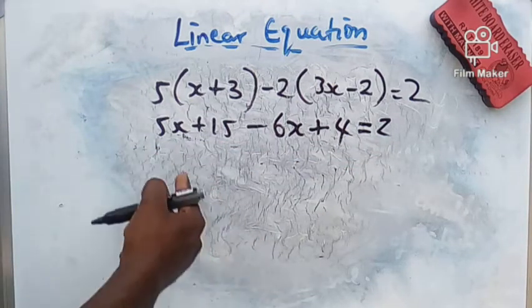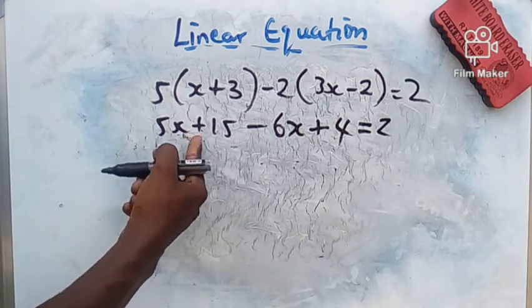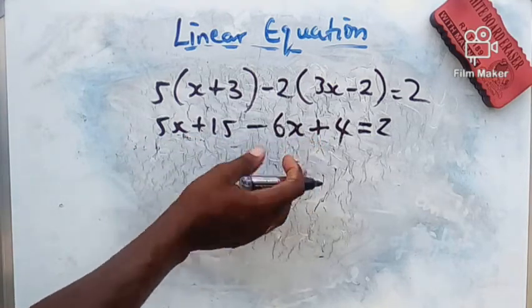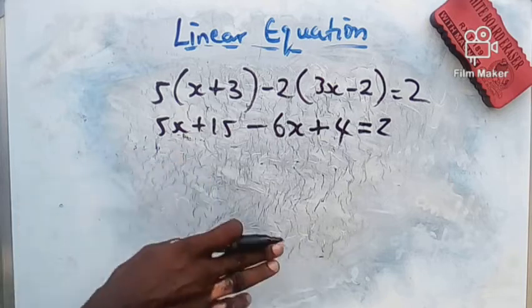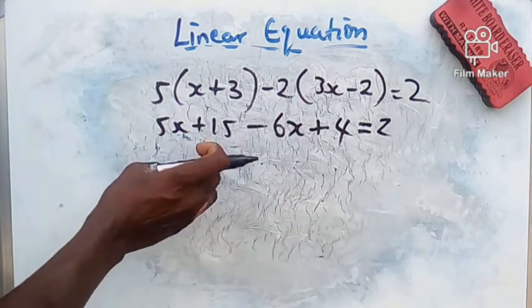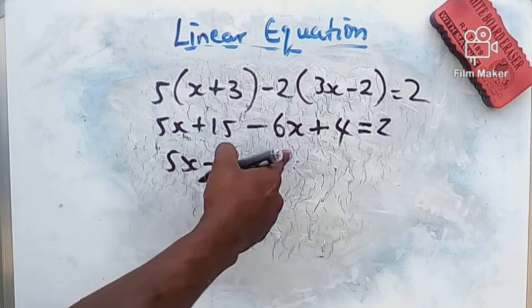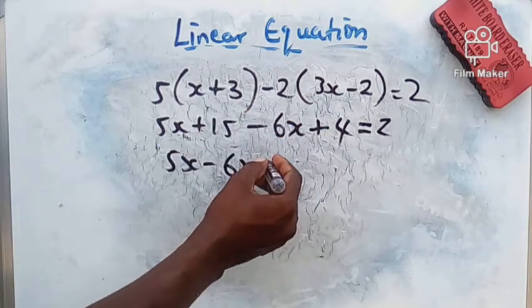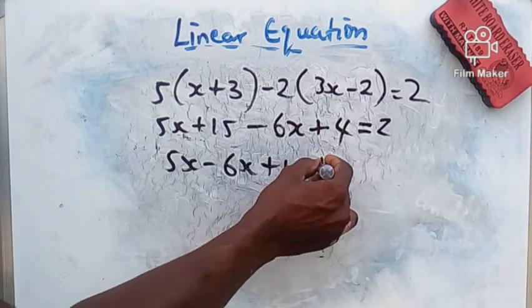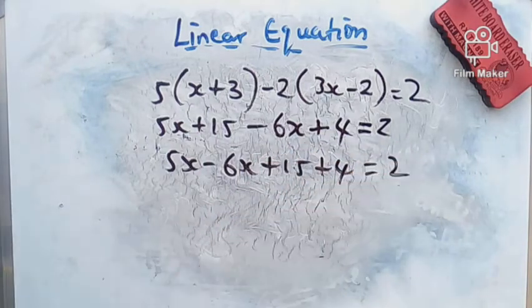In that case, because I'm having 5x here and minus 6x here, and they are all at one side of the equation, I don't need to worry my head. I just go ahead and take them together. They have become 5x minus 6x, and what do I have next? I have plus 15 plus 4 equal to what? 2. So we will simplify a little bit and see what we have.